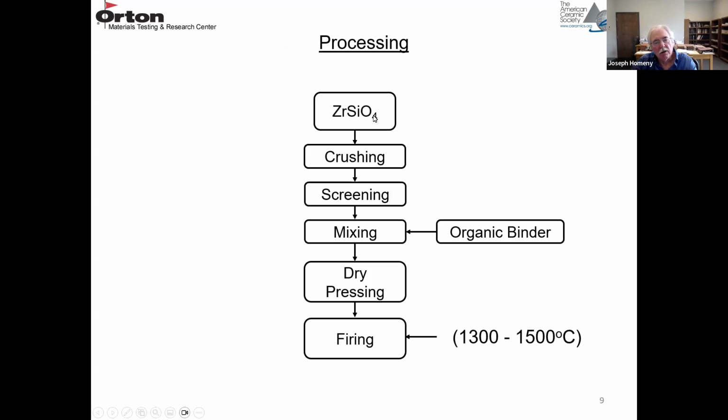So you start out with zircon sands for processing. And again, typically they're crushed, screened, and mixed into their desired particle size distribution. And this is a dry press operation with an organic binder. And it has to be fired at a temperature less than 1540 degrees C. So it's typically fired from 1300 to about 1500 degrees C.